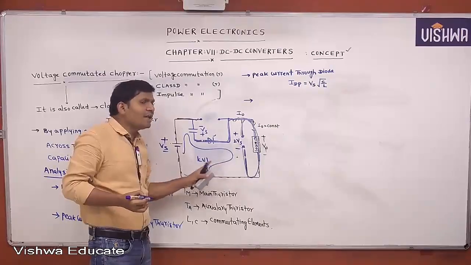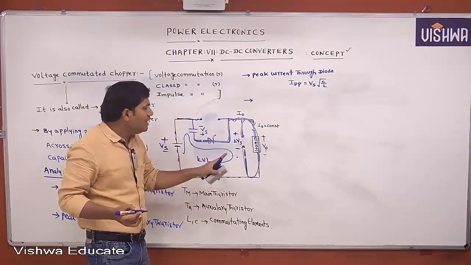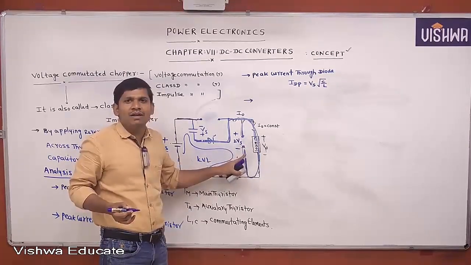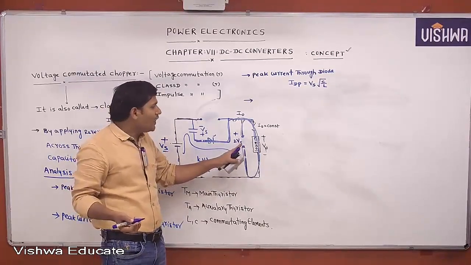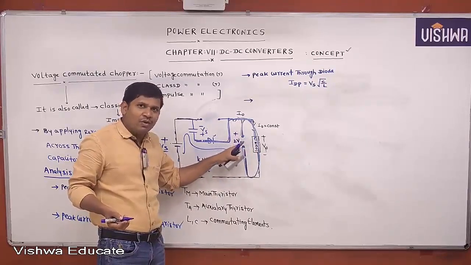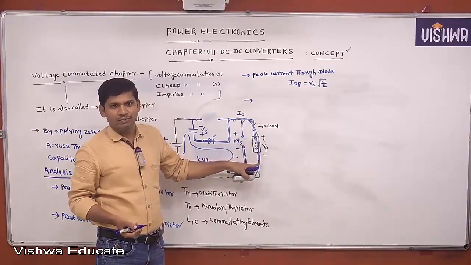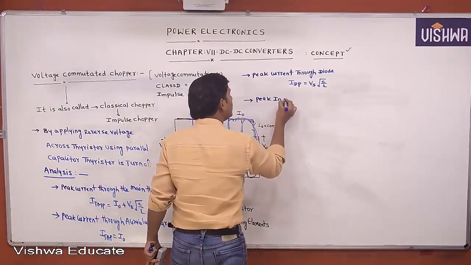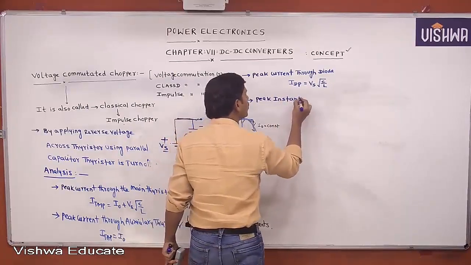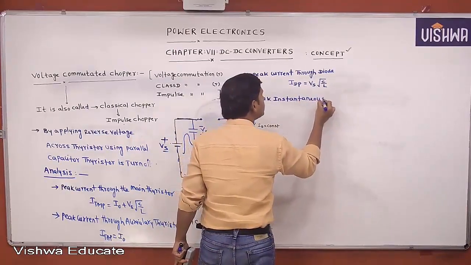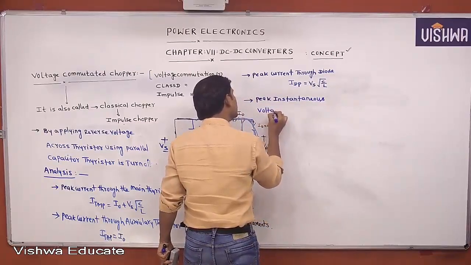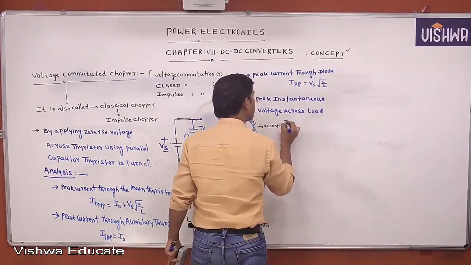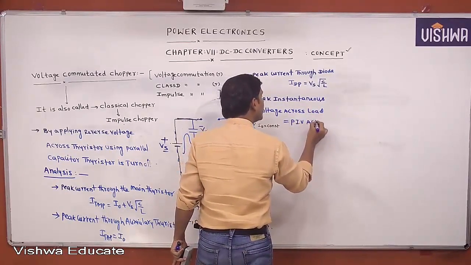This is happening at the instant of triggering of which thyristor? The auxiliary thyristor. This is the reverse voltage across the freewheeling diode. The maximum reverse voltage across the freewheeling diode is nothing but the peak inverse voltage. This is the peak instantaneous voltage across the load. This is one of the drawbacks of the voltage commutated chopper. The peak instantaneous voltage across the load equals the peak inverse voltage across the freewheeling diode.